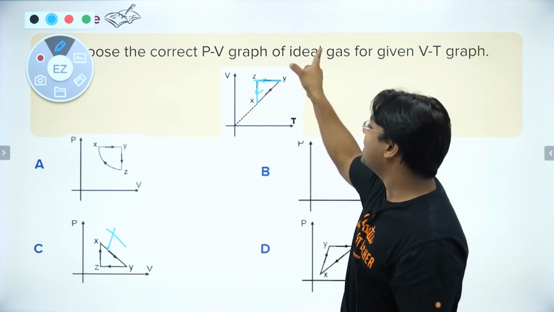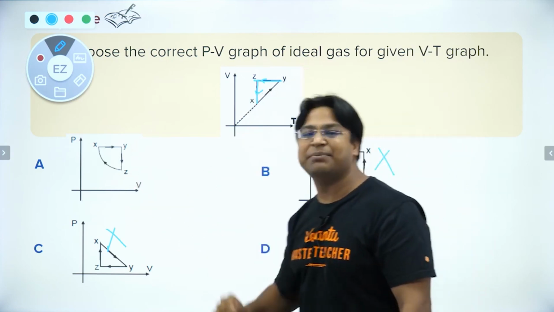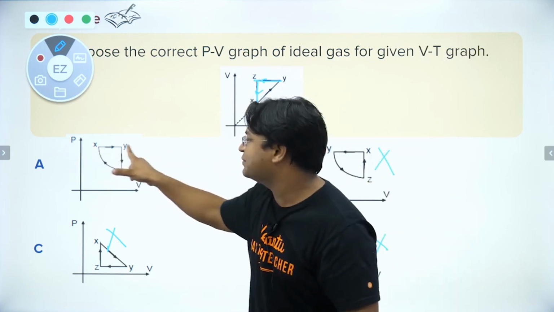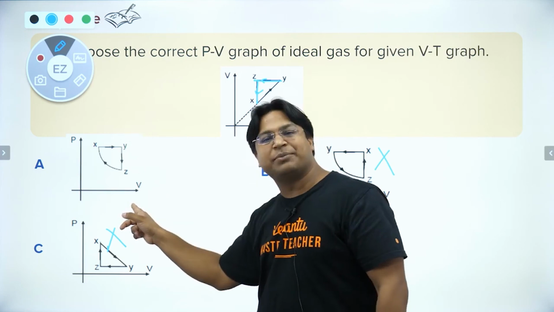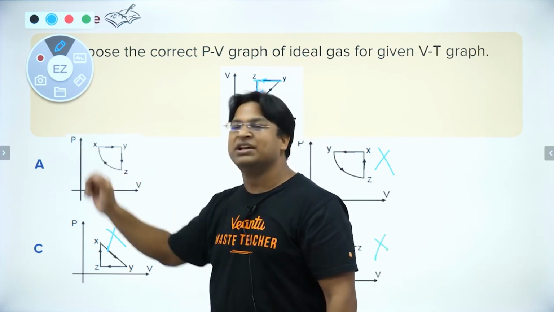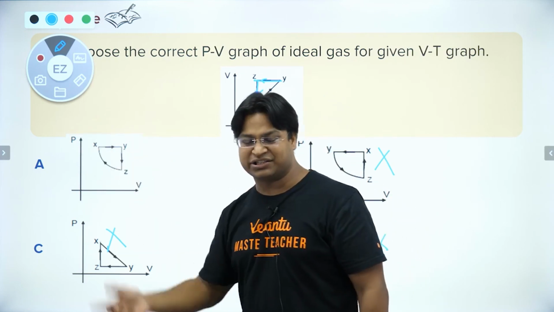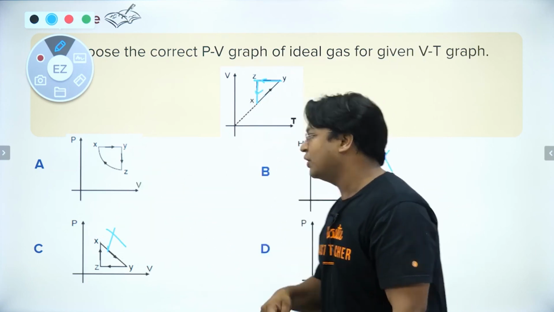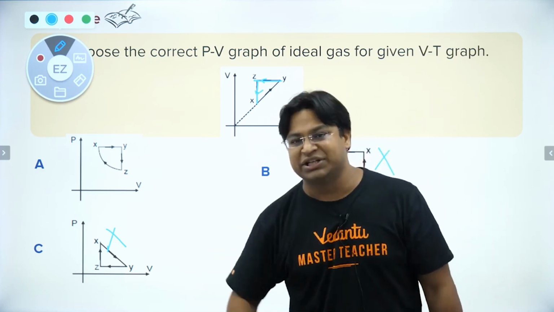This XY line is a straight line passing through origin, so it indicates an isobaric process. Here we can see that XY represents an isobaric process, YZ represents an isochoric process, and ZX is a curved line. So we can say that it's representing a hyperbola, which basically means an isothermal process. Okay, but we need not go into so much detail in this question.